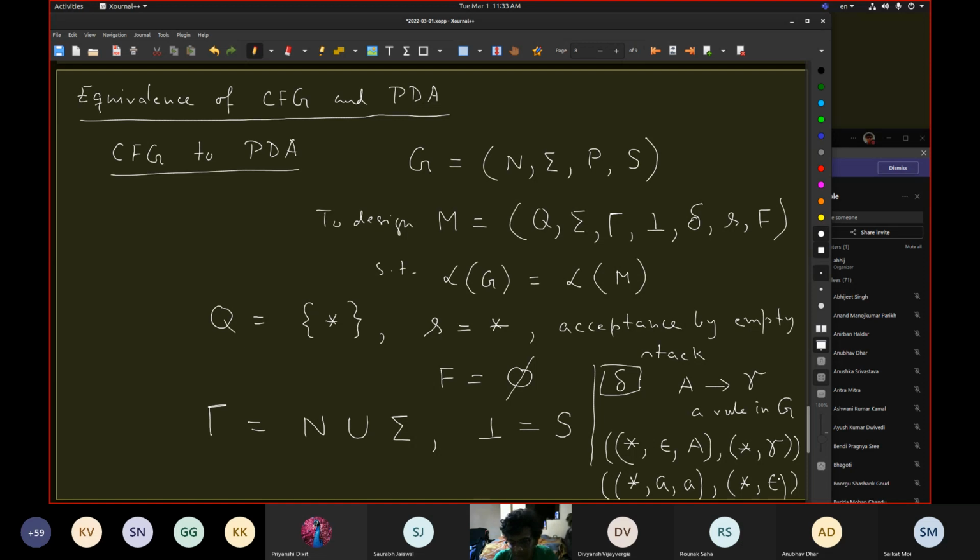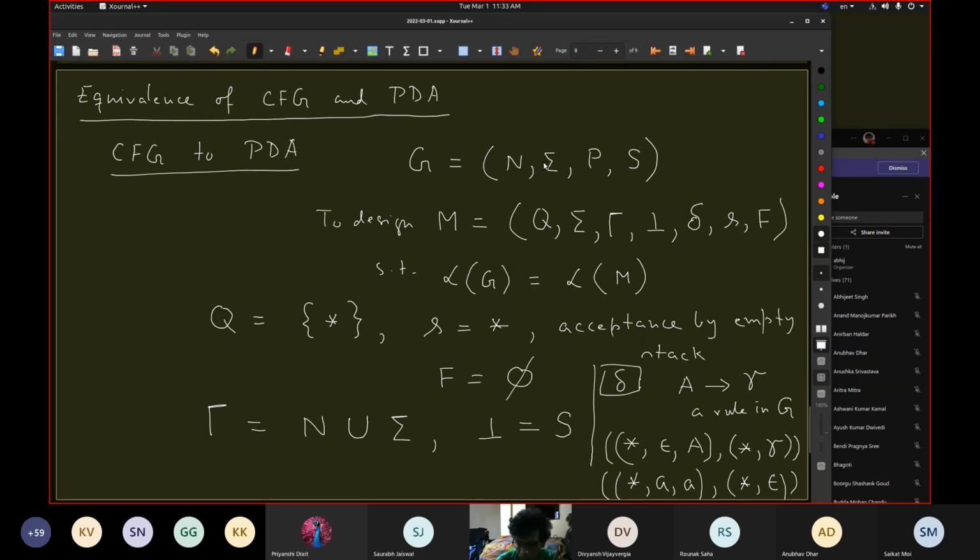Okay. So why does this construction work? Again, there is a formal proof why this is equal to this. I leave that proof to you, but I will give you an example to illustrate how this machine essentially simulates a leftmost derivation of strings in that language following this grammar.